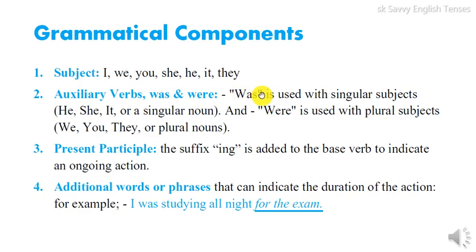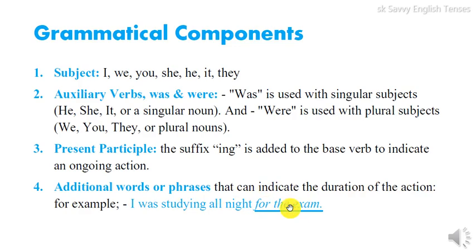Okay, the auxiliary verb was is used with singular subjects like he, she, it, or a singular noun, and the auxiliary verb were is used with plural subjects like we, you, they, or plural nouns. Okay, the present participle. The suffix ing is added to the base verb to indicate an ongoing action. Okay, additional words or phrases are also used in the past progressive tense, and they indicate the duration of the actions. For example, I was studying all night for the exam.